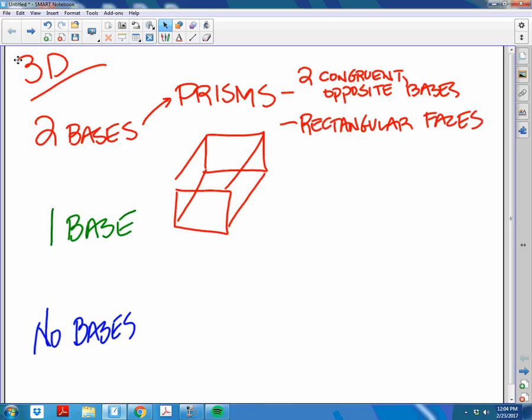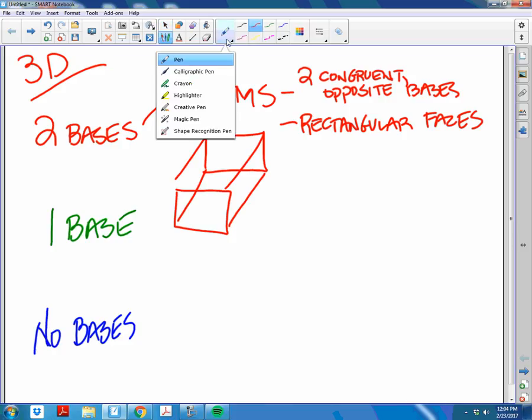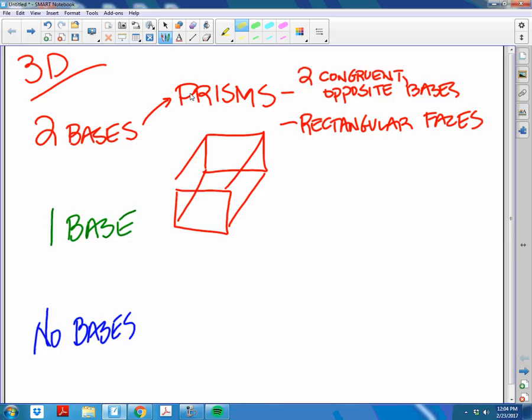Is there a hexagonal prism? Sure there is, because if you can have a hexagon, then you can have a hexagonal base. So for example, in this rectangular prism, if I decide that this and this are the bases, remember the bases must be opposite and congruent, then all the other four sides are considered faces. The faces are the non-base sides.